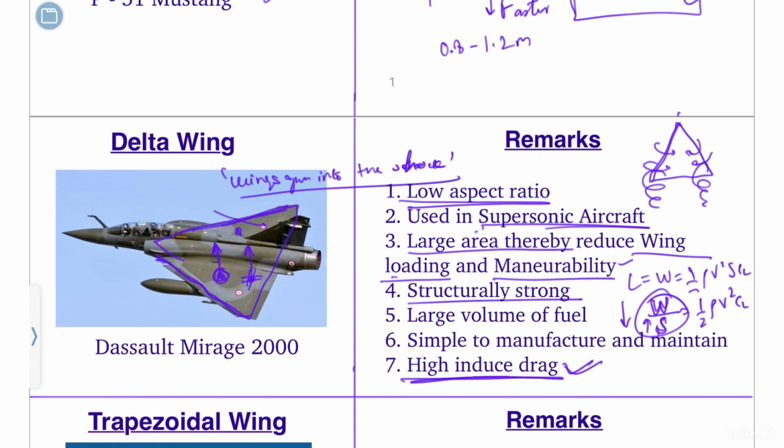It is structurally strong, as you can see, a huge mass chunk goes into the wings because it has a large volume, so more fuel can be filled. That's why the range of the aircraft can be increased. They're simple to manufacture and maintain, so that is a very high positive point.